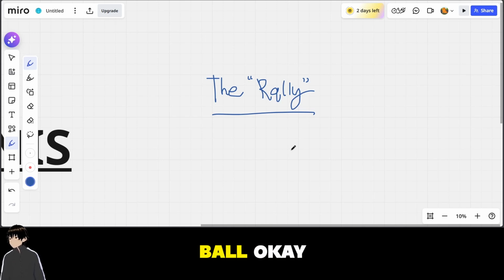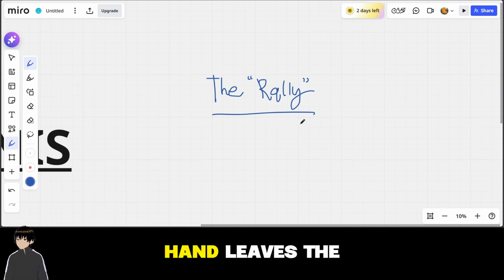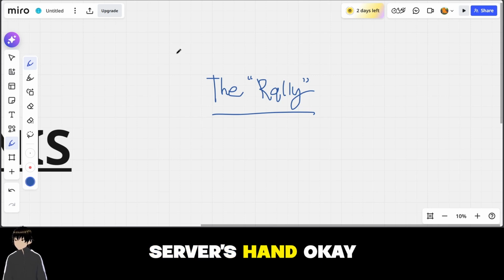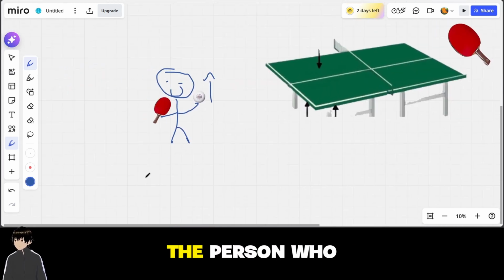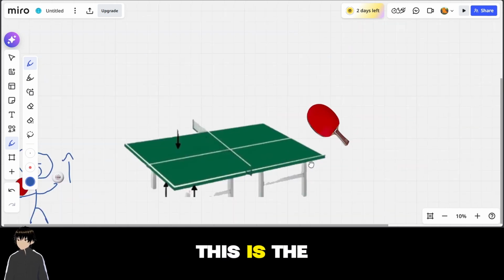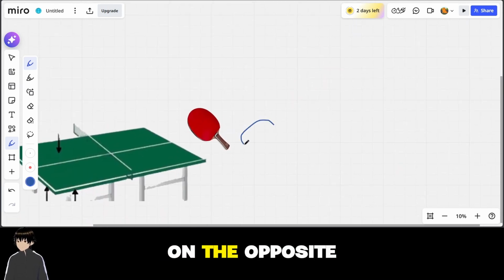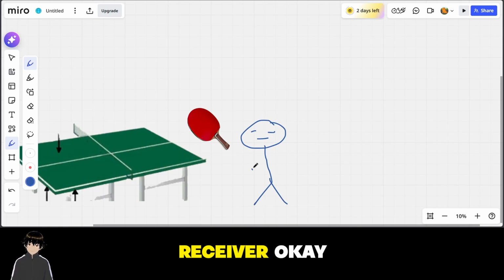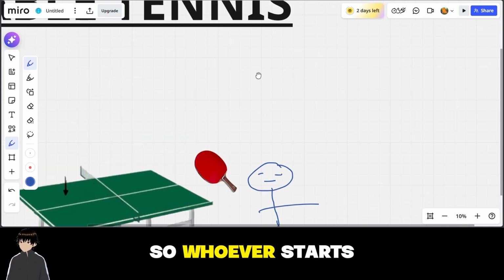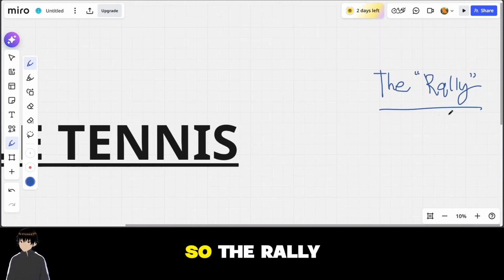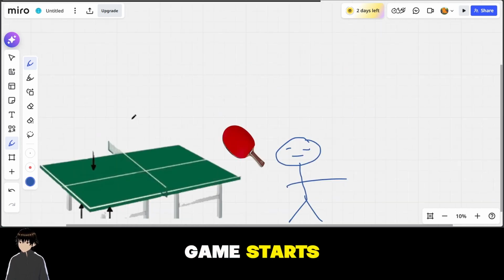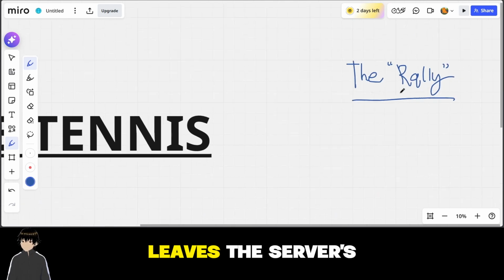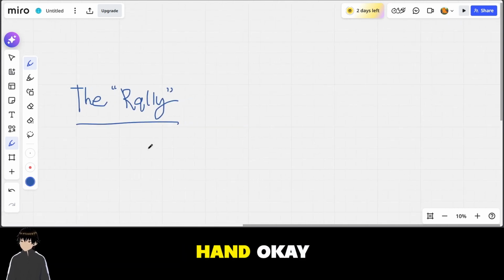The moment the ball leaves the server's hand, this is what we call a server, the person who starts the game. This person right here on the opposite side is the receiver. So whoever starts the game is the server. The rally is when the game starts, the moment the ball leaves the server's hand.